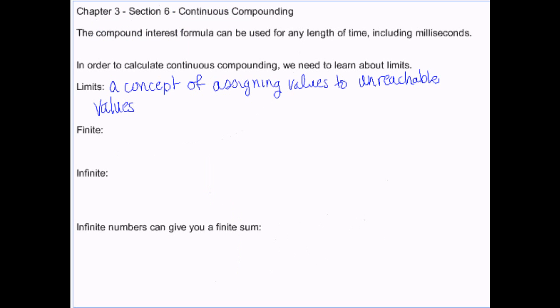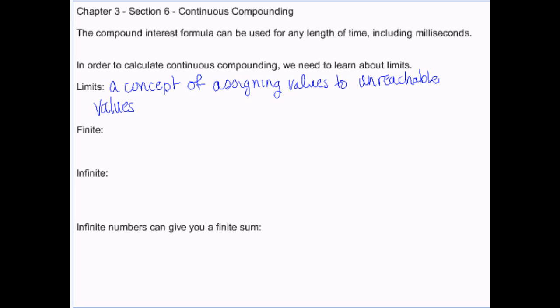So basically it's kind of like estimating. And so we assign a value to an unreachable thing. Like you can never get there, but we just say, okay, it's getting close to this, so we just say it might as well be that and be done with it.